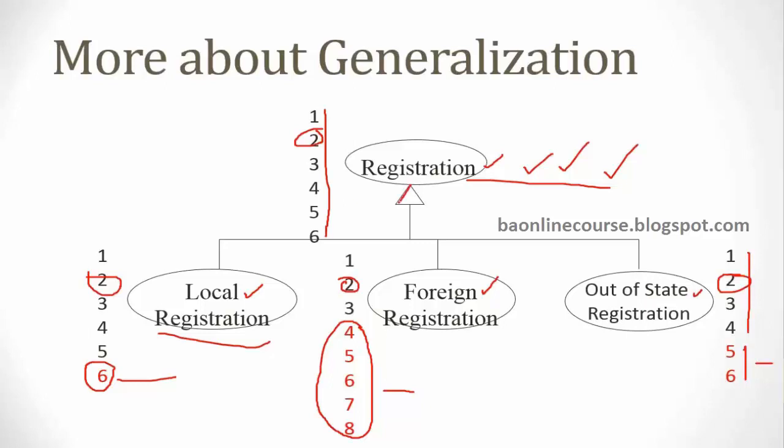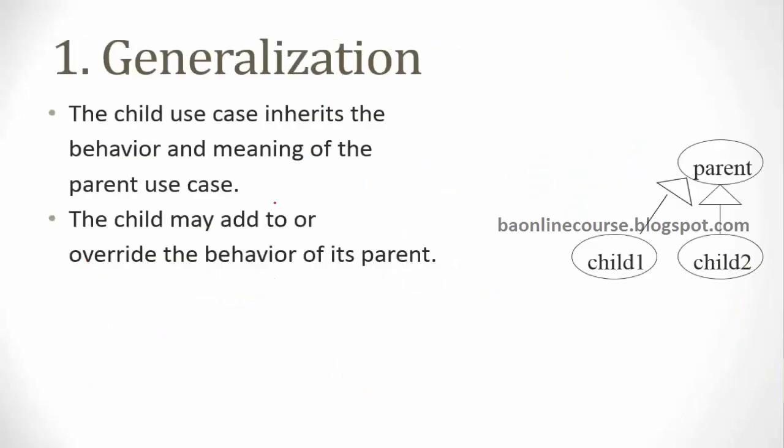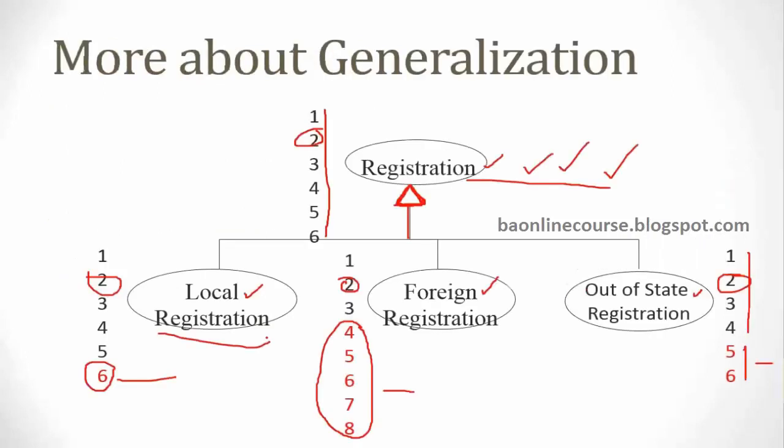You would use this symbol, a triangle, and then an arrow pointing out with a triangle as a head. So this is the symbol which signifies the generalization. What this generalization means is, whatever is defined in the parent is by default applicable to the child use case. Over and above that, you can add some steps, or delete some steps, or modify some steps over here. So you can do all that. Basically, you can override the behavior.